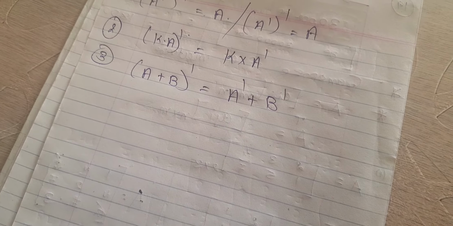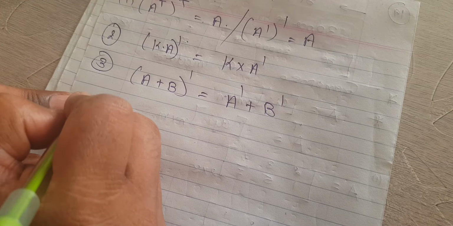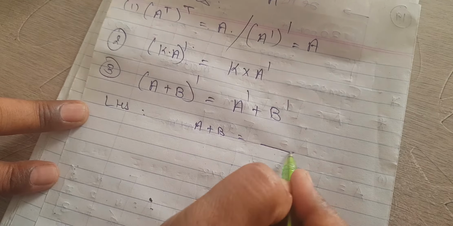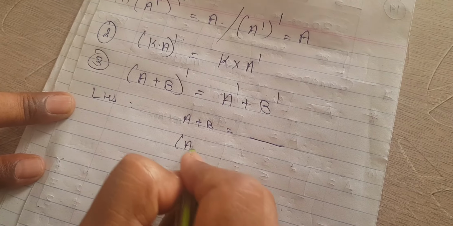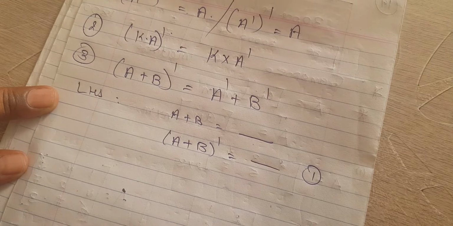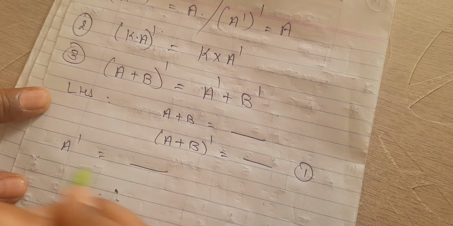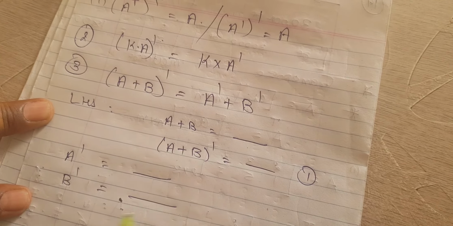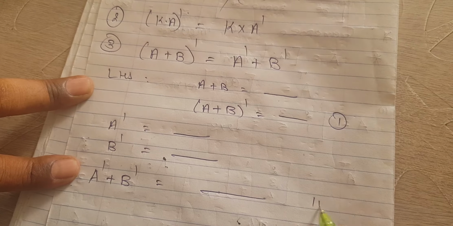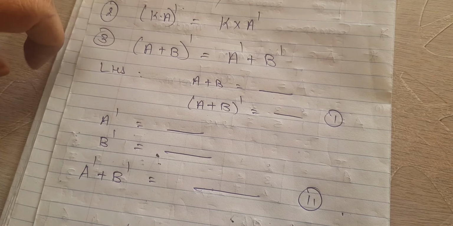We verify this relation. So what will we do? We first take the left hand side. In the left hand side, first we find A plus B, then we find the transpose of A plus B. This we give number 1. For the right hand side, first we find A dash, then B dash, and then we add them, A dash plus B dash. This is number 2. From 1 and 2, we can say that A plus B whole dash is equal to A dash plus B dash.